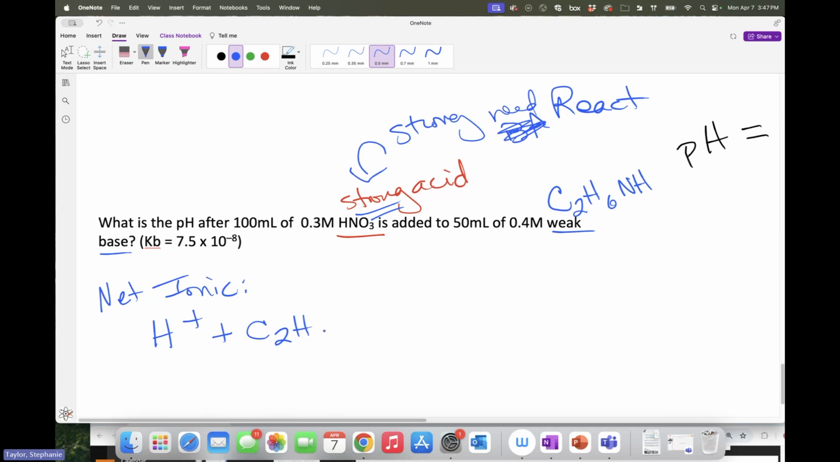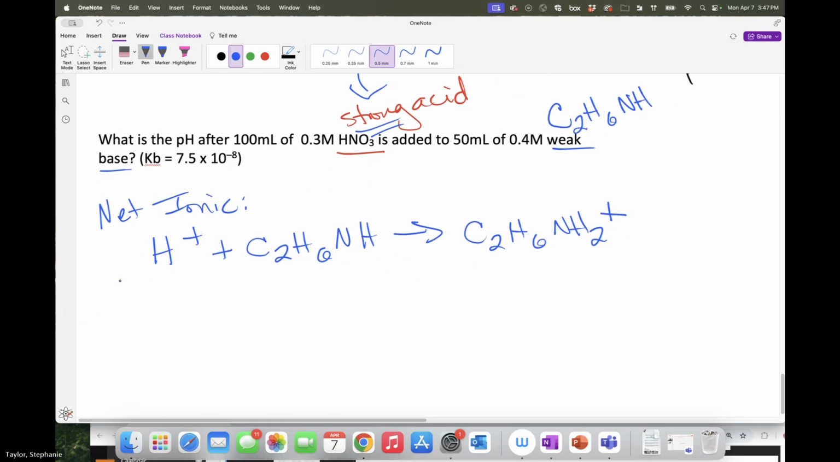Plus C2H6NH. This is reacting. So this is going to make C2H6NH2+. This is a BCA table. So I need everything to be in moles. Everything needs to be in moles.